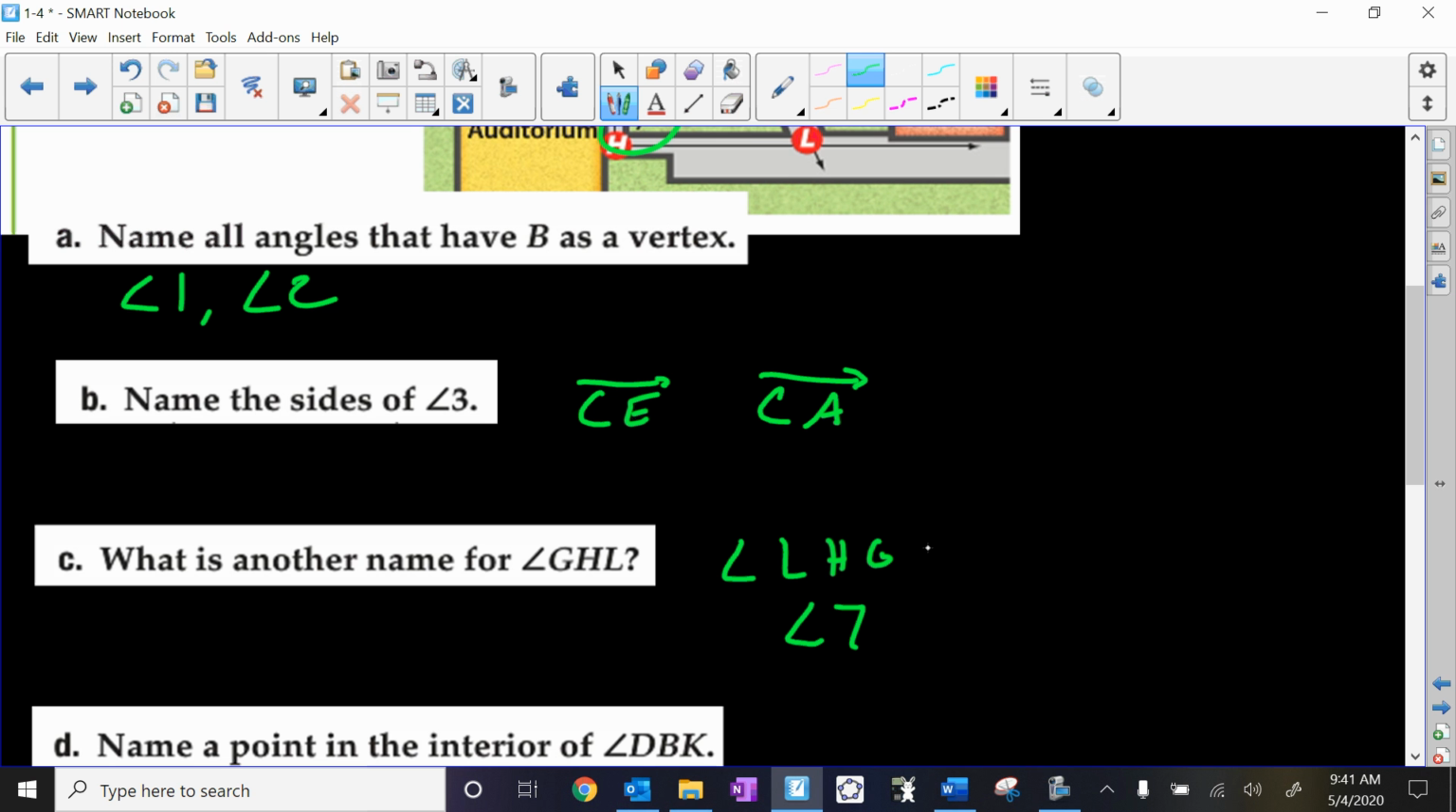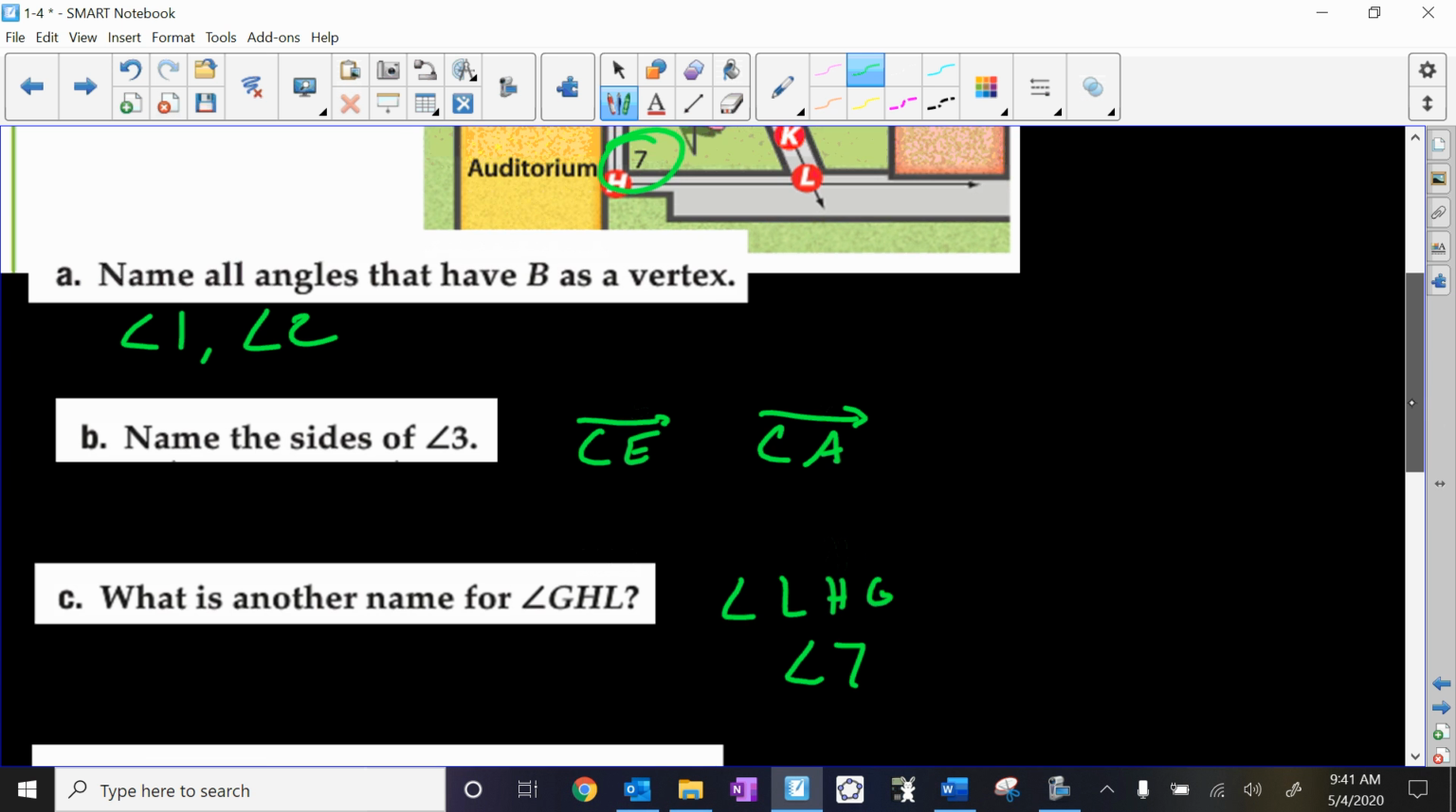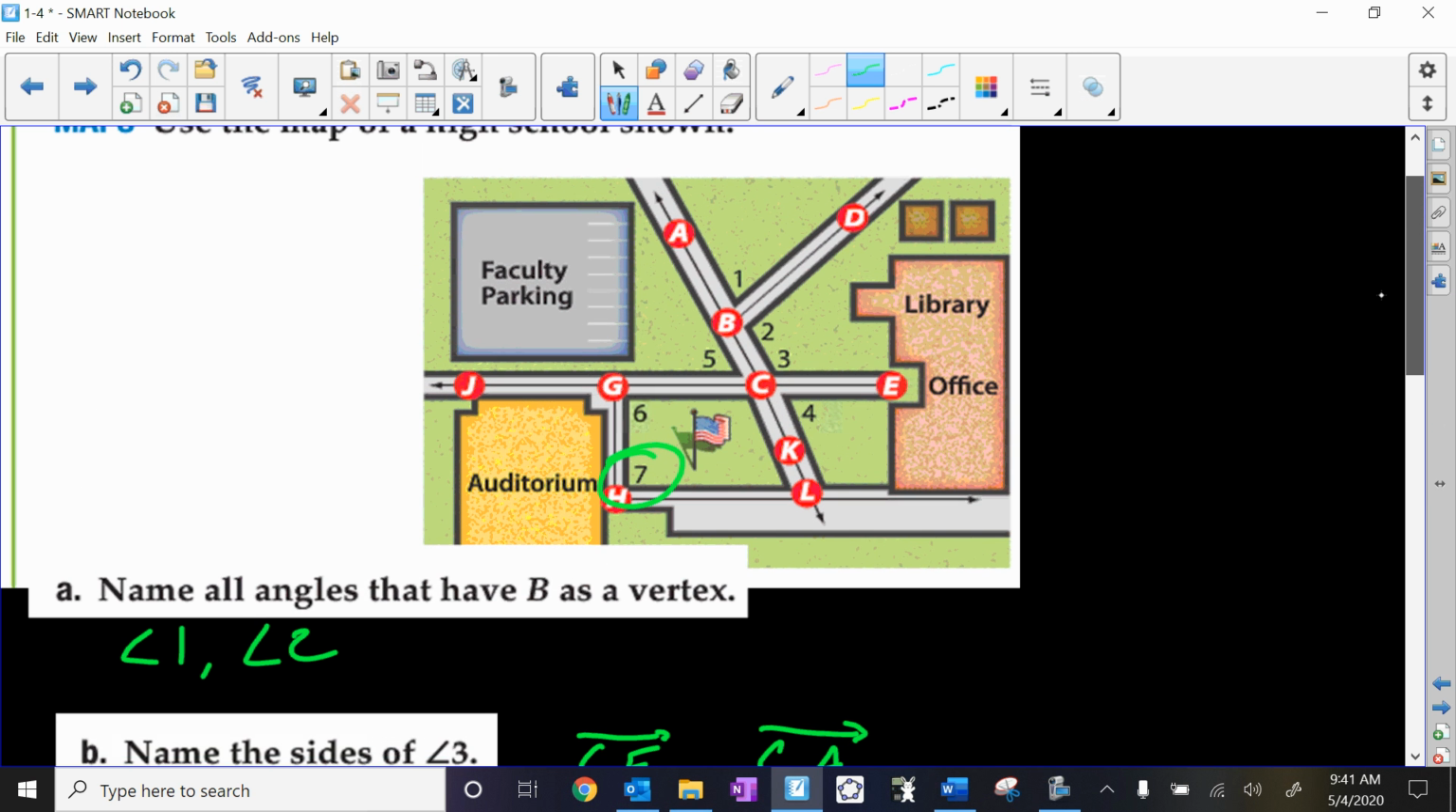And then finally, name a point that's in the interior of angle DBK. We'll find this DBK. There's our angle. The point on the interior would be point E.